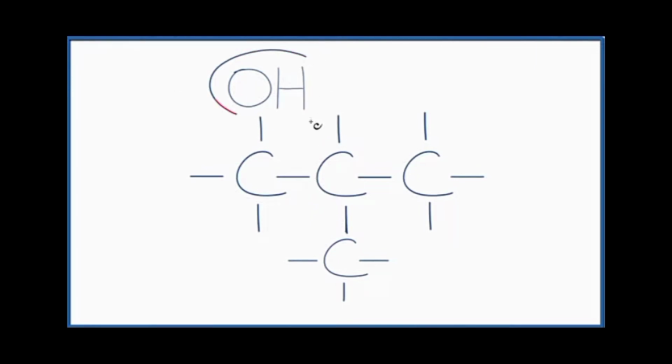So we find the OH group, and here's the carbon that it's bonded to right here. So this carbon, it's only bonded directly to one other carbon. That makes it, you guessed it, a primary alcohol. How about this one?